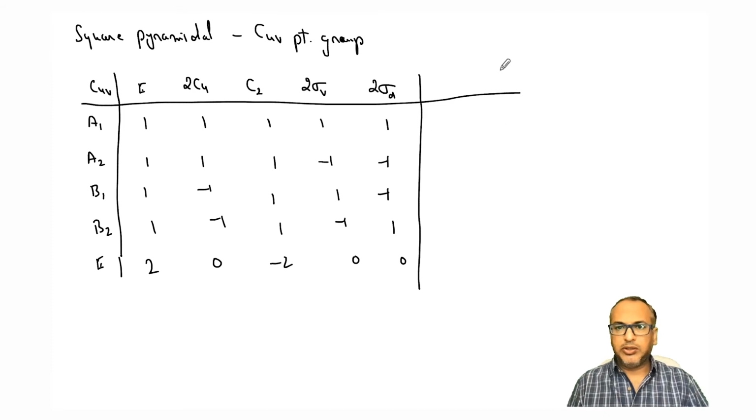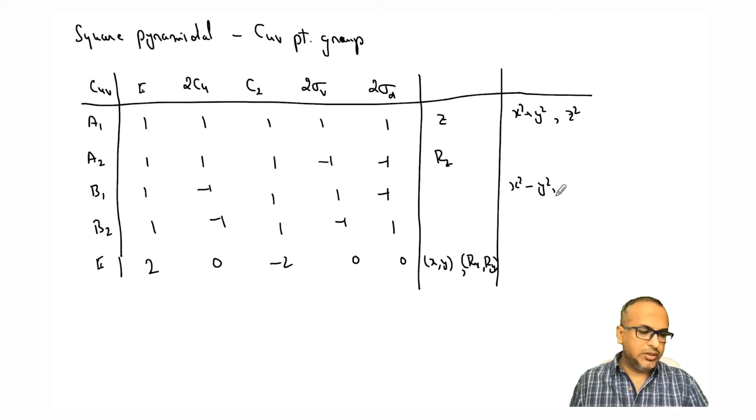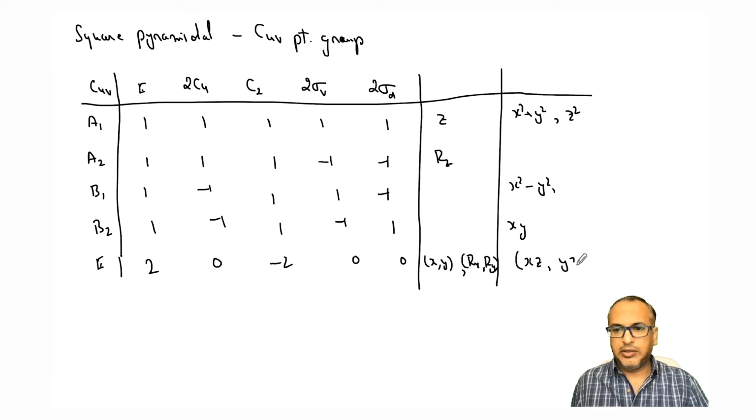Now the most important part is to look at the basis sets. So this will be z, Rz, and here it is x, y, Rx, Ry, x squared plus y squared, z squared, x squared minus y squared, xy, xz, yz. Now here my integral is again of the same form, integral of psi v0 f psi v1 d tau.